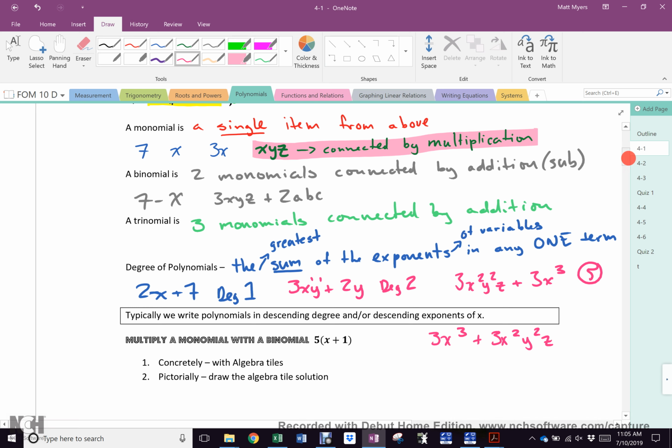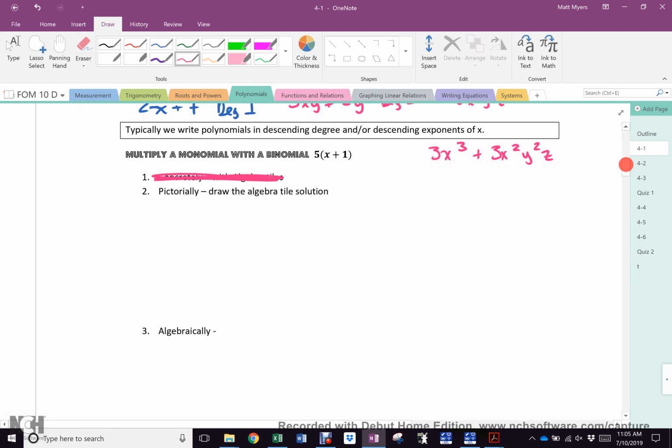Okay. We don't have time to break out algebra tiles. Cross that out. But we are going to do this with a picture. All of you should have, in grade 9, have done this.